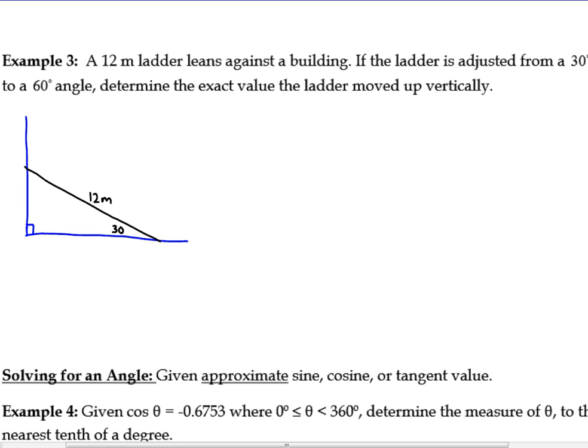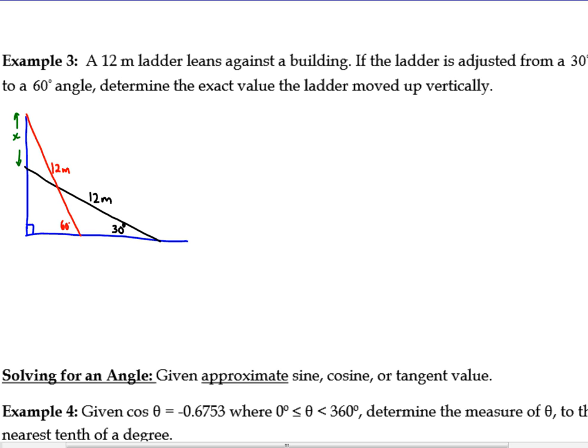Okay. All right. So now we're going to take that ladder and we want to shift it up. Now ladders, it's still 12 meters when you move it. So now we're going to make it 60 degrees. And this is still 12 meters. What we want to know is this change in height, the exact value.